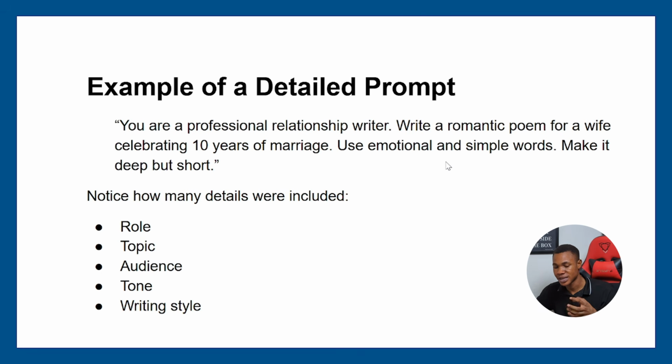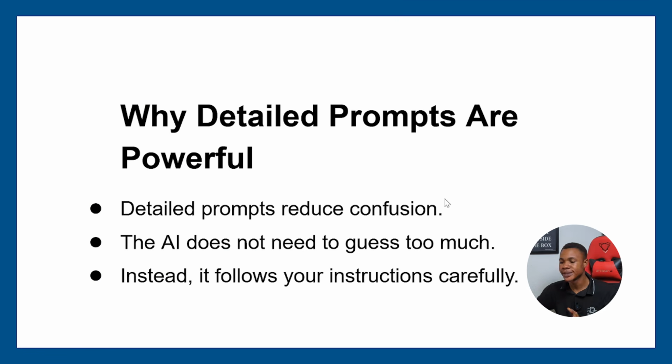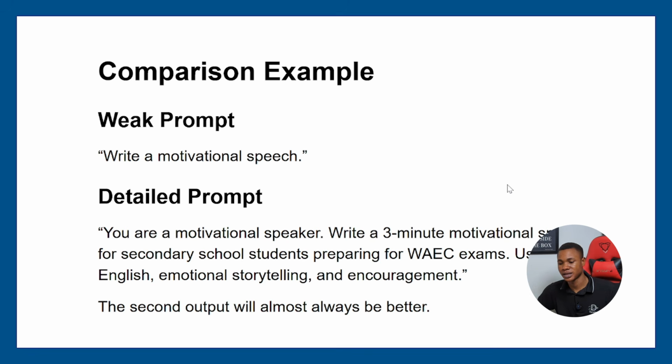The only thing that is not here is the context. That's the background, but I think the context is here because we are celebrating 10 years of marriage, so that's context. Is that okay? So it now understands everything. So why are detailed prompts powerful? Detailed prompts reduce confusion. It makes everything look a bit clearer, and it gives AI direction. That's one of the most important things.